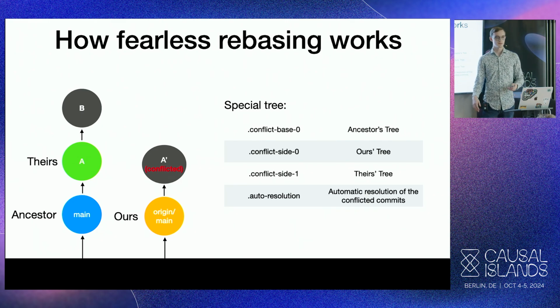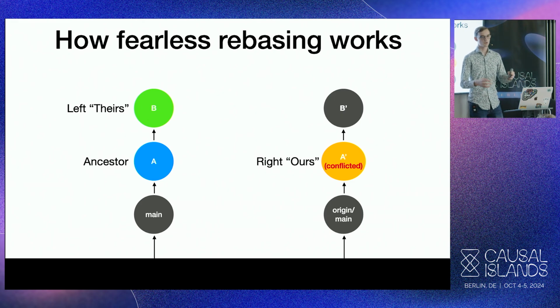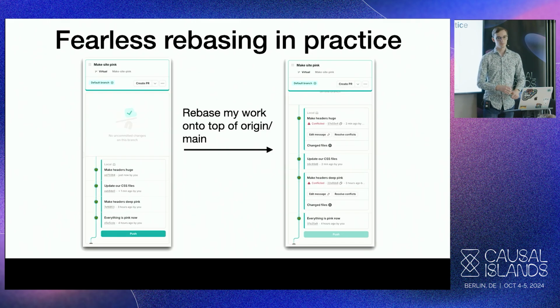And making use of this auto-resolution, we're actually able to complete the entire rebase operation. And the benefit of this is that, firstly, it will always succeed. And secondly, you can see what commits are actually going to get conflicted.